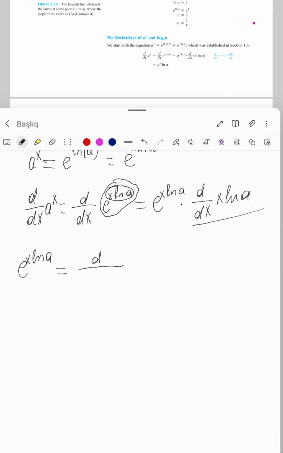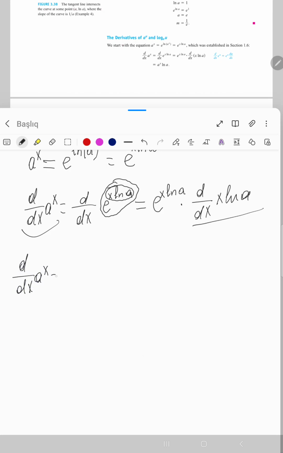But I think this won't give us an answer because we have to find the derivative of a to the x. So let's keep it in here. And e to the power of ln a to the x. Okay, that's nice. This will give us a to the x. And the derivative of x ln a is the derivative of x times ln a plus x times the derivative of ln a.